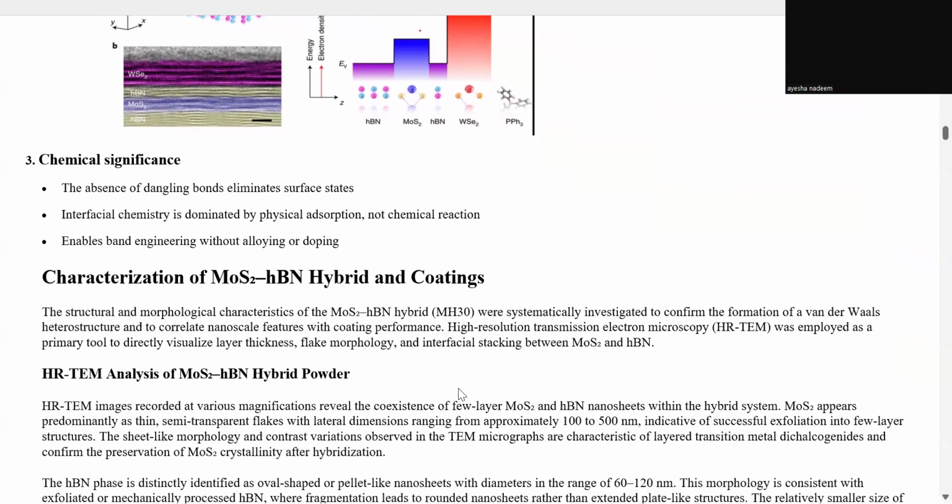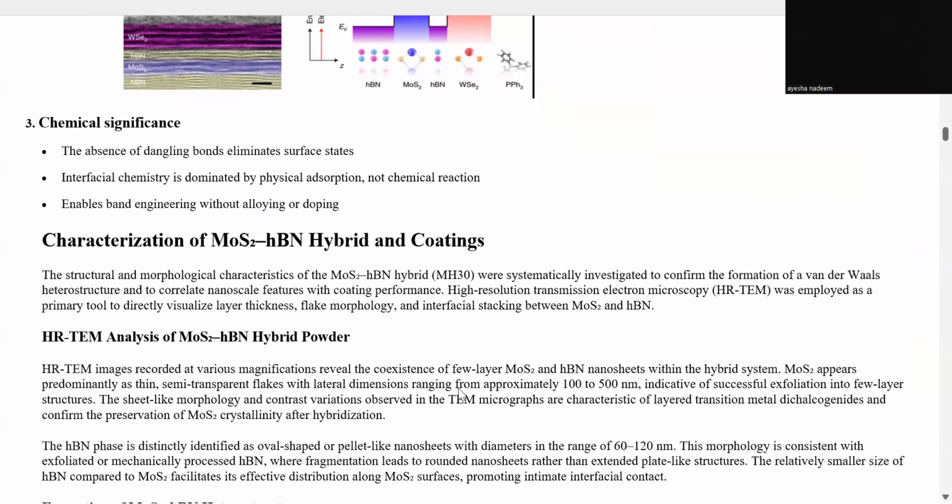Then we will discuss the chemical significance. There is an absence of dangling bonds, which eliminates surface states. Interfacial chemistry is dominated by physical adsorption, not chemical reaction, and it enables band engineering without alloying or doping.